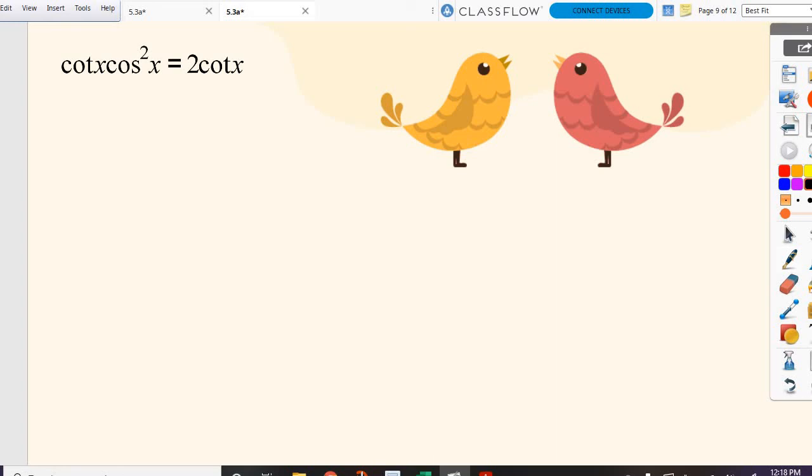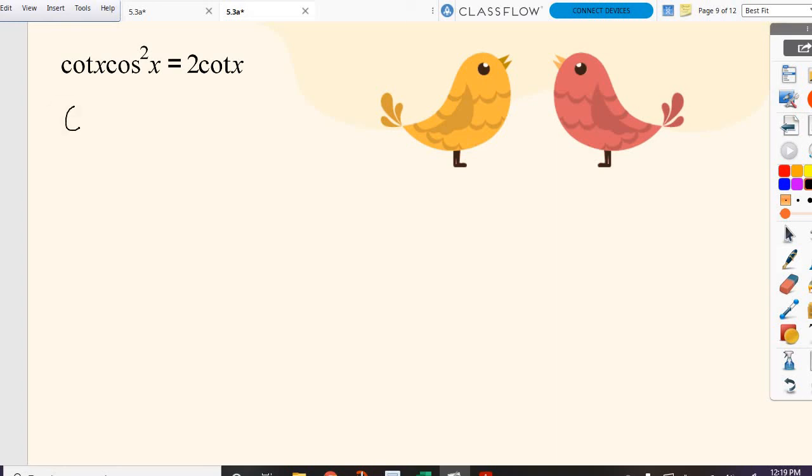We put same trig functions on one side. So we would probably just switch them around so that cotangent's on one side and cosine on the other. We can't quite do that, but I do agree with the first statement. We want to put our cotangents on the same side.